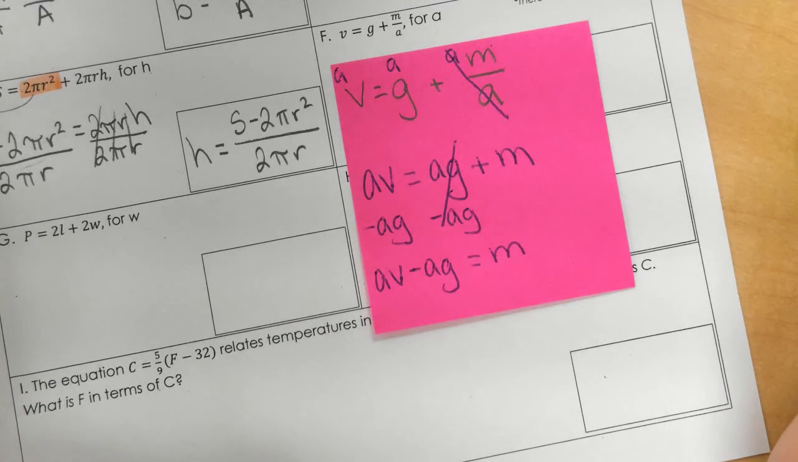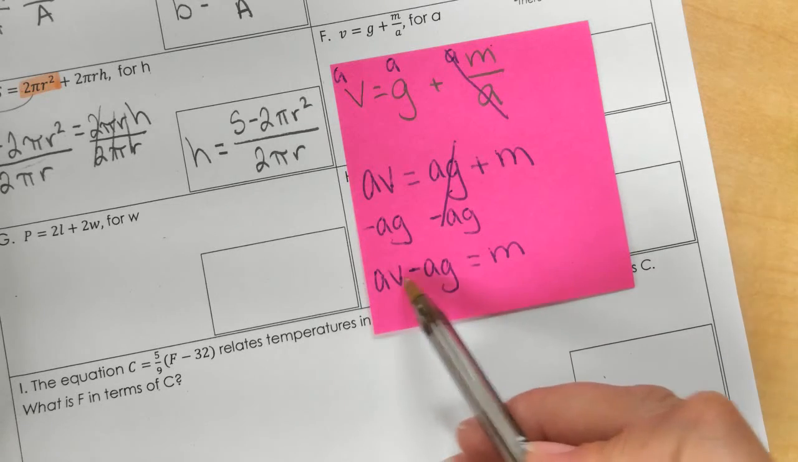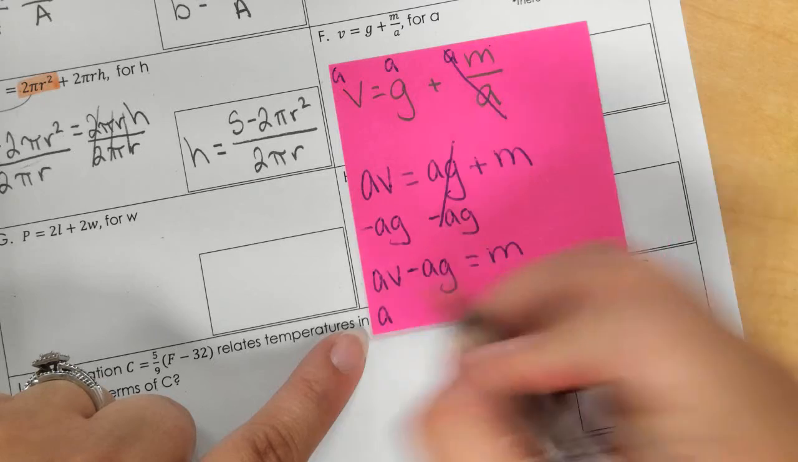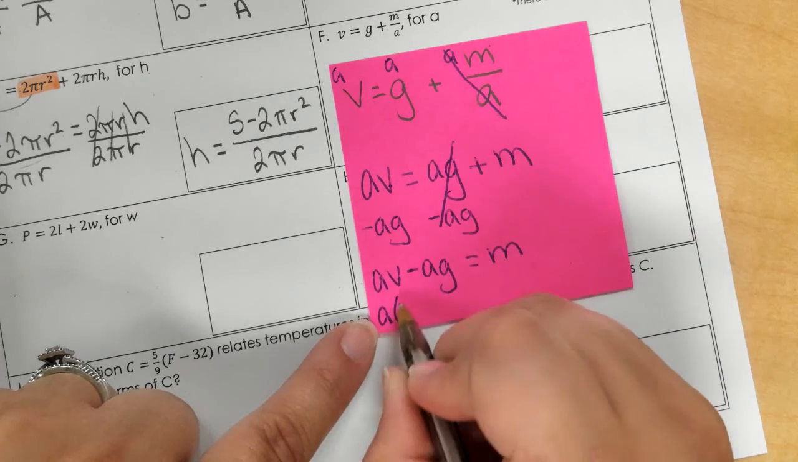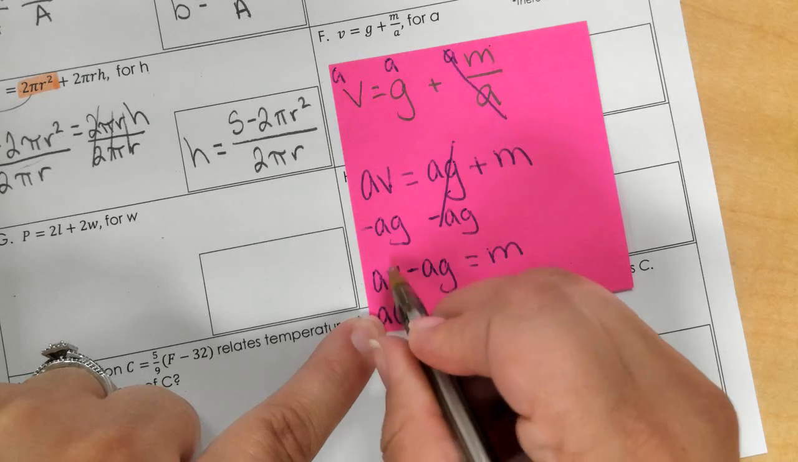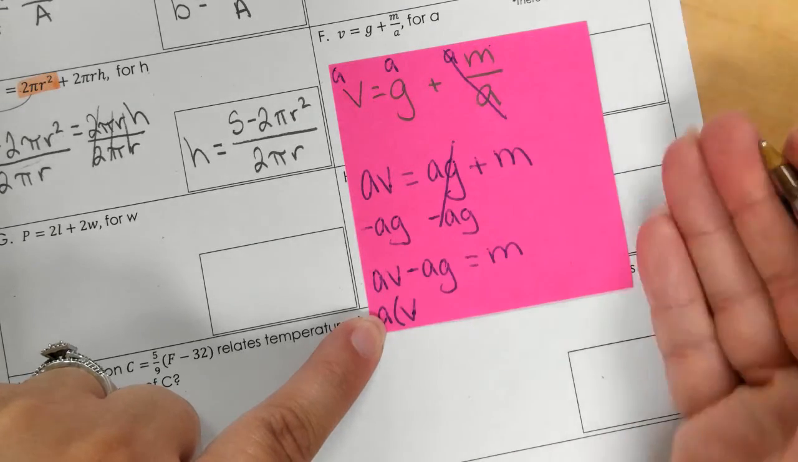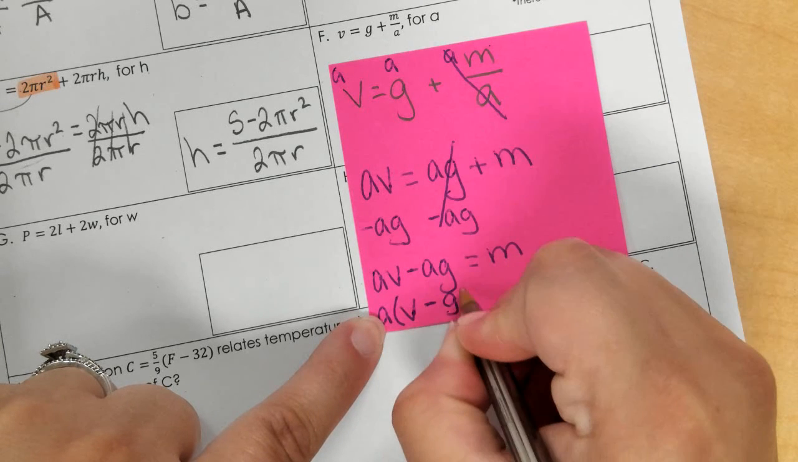Now, hopefully, when you took Algebra 1, you learned about a GCF, greatest common factor. I know that we don't have numbers here, but if you look at both of these expressions, they both have an a. Well, then a can come out of that equation. So I would put a in the front, and if I take an a away from av, I have v left. If I take an a away from ag, I have a negative g left.